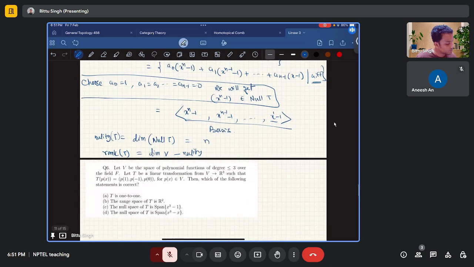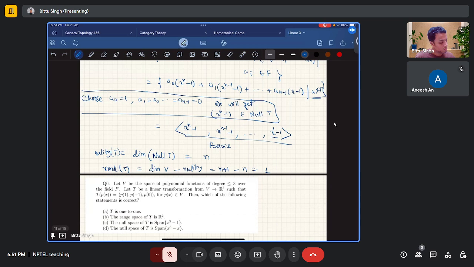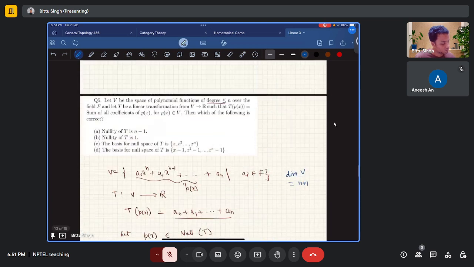So the dimension of V, n plus 1, minus nullity n, is 1. So the rank should be 1 and the nullity should be n. So the option saying nullity is n minus 1 is completely wrong. The option saying nullity of T is 1 is also wrong, because the nullity is n actually. This is wrong because nullity is n.